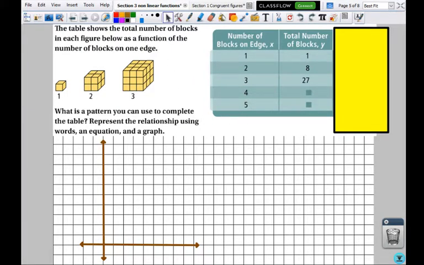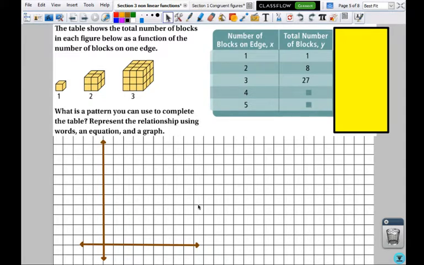This table shows the total number of blocks in each figure as a function of the number of blocks on one edge. Or in other words, it takes the number of blocks on one side for our x and our total blocks for our y. So as an example, when I have one block on a side, I have one total block. If I have two blocks on a side, there's 1, 2, 3, 4, 5, 6, 7, 8 total. If I have 3 blocks on one side, there's 27 in this thing total.